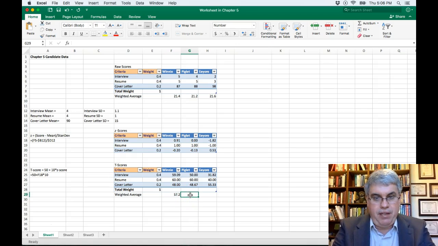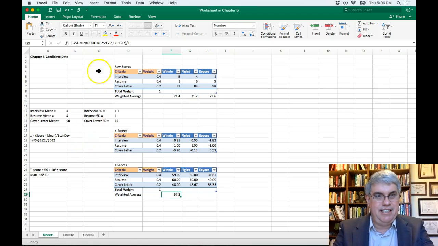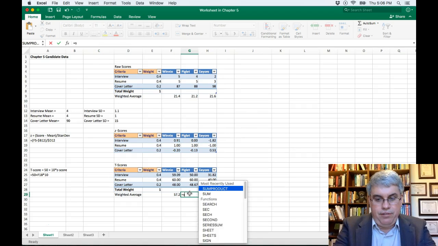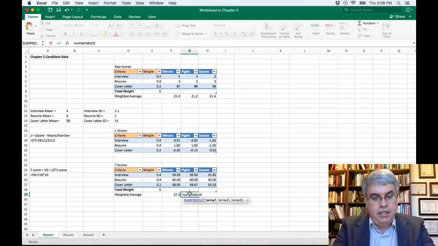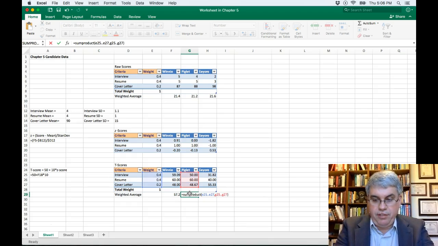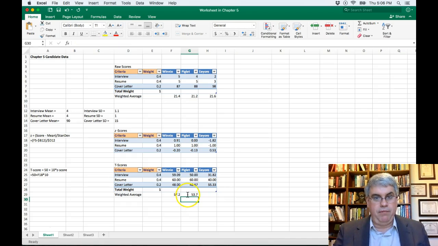Now let's do the same thing for Piglet. I'm not going to drag it over because I guess I could have if I'd put the dollar signs in, but I'll just do it manually here. Equals sum product, open parentheses, E25 dot dot E27 comma, and now we want to do G25 dot dot G27, close parentheses, divide by 1, and we get a score of 53.7 for Piglet, so Winnie looks like the best candidate there.